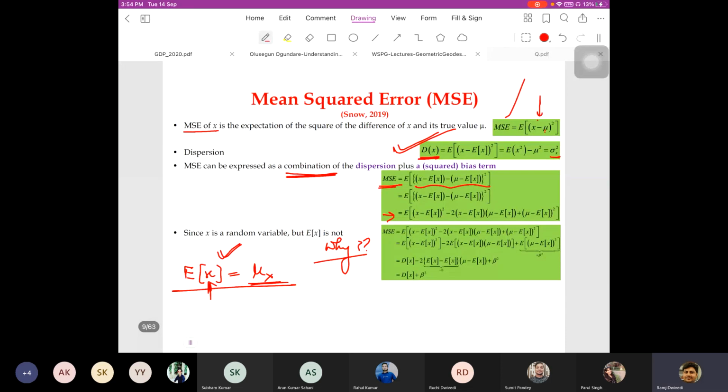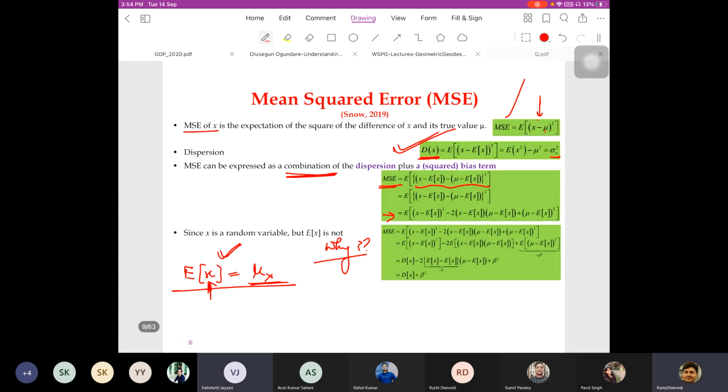Any guesses? You should attempt this question because it's a very good question. The question is: since x is a random variable, but E(x) is not, why? Because for all the observations, the mean will be a numerical value.